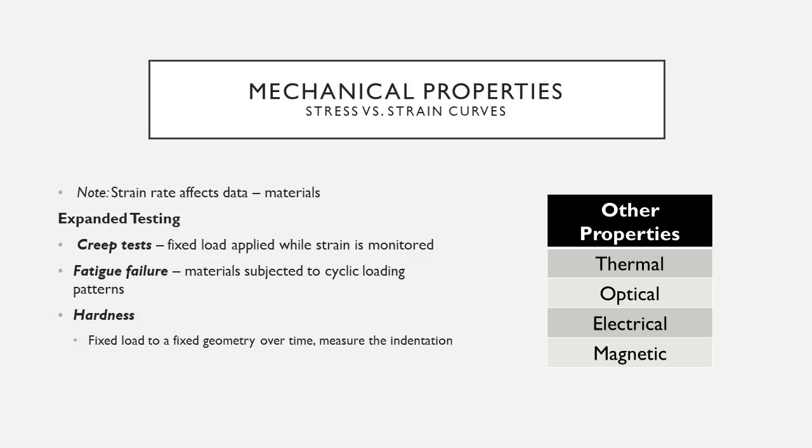Now, beyond mechanical properties, there are other bulk properties that are important to biomaterials, especially in very niche or unique circumstances, like thermal properties, optical properties if we're putting in artificial lenses, electrical properties, and even magnetic properties as well.